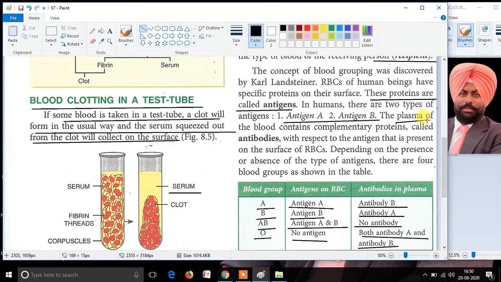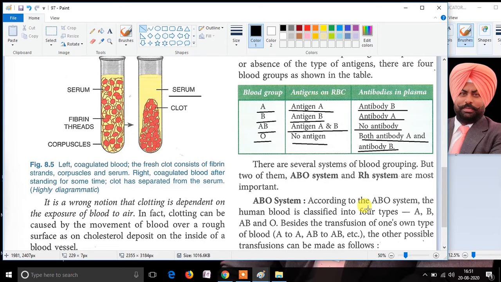And the blood plasma contains the complementary proteins, and these complementary opposite proteins are called antibodies. We have discussed that blood group A has antibody B, blood group B has antibody A, blood group AB doesn't have any antibody in it, while blood group O has antibody A and antibody B in it. Hence, this four-type system of blood is called the ABO system of blood. ABO system means blood group A, blood group B, blood group AB and blood group O. Hence humans have these four types of blood groups.